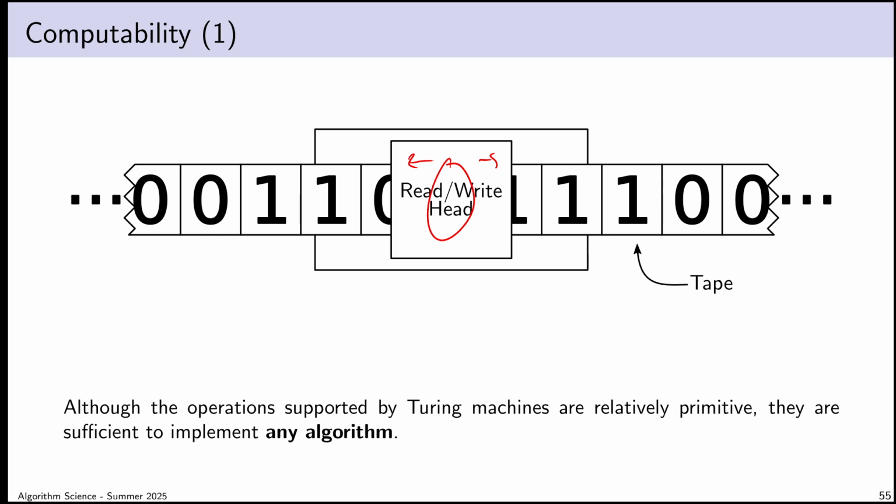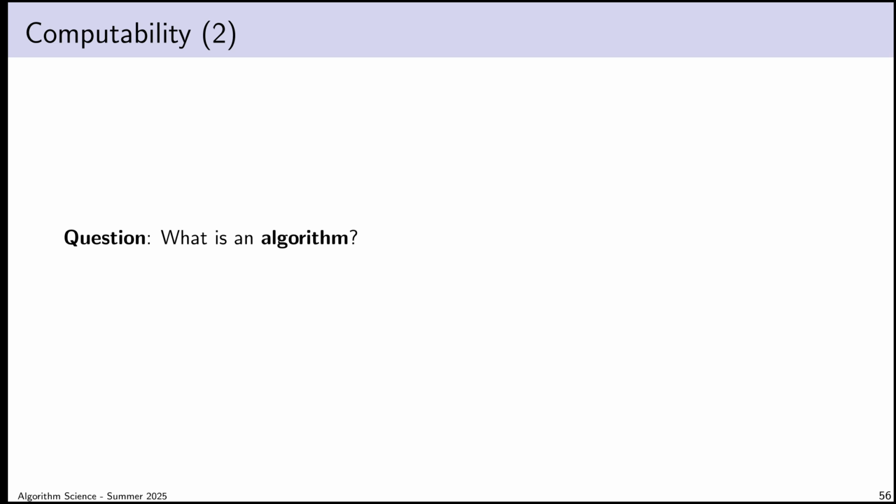And yet, although these operations are relatively primitive, they are sufficient to implement any algorithm. If you can describe a process as an algorithm, you can implement it on a Turing machine. This is a really big deal. But actually, before we unpack that further, I suppose it's a good time to remind ourselves about what an algorithm is. So wait a minute, what is an algorithm?